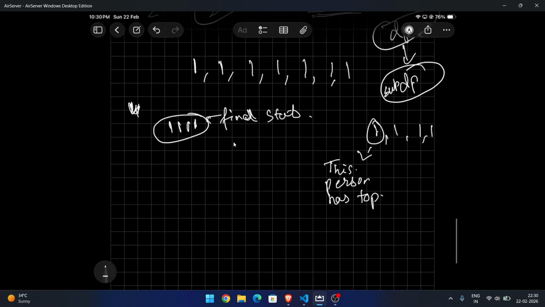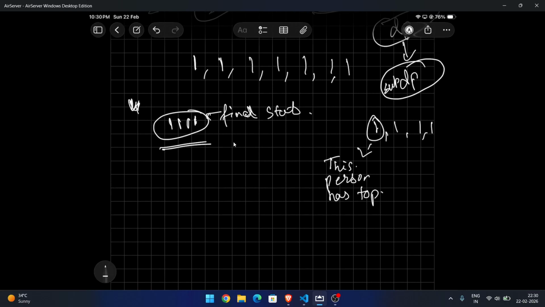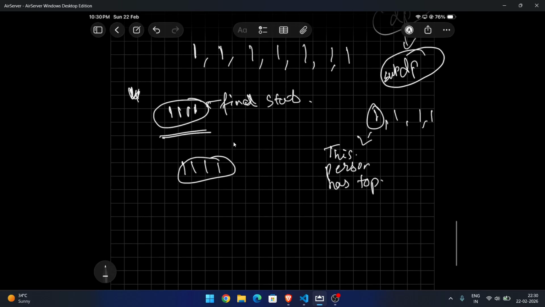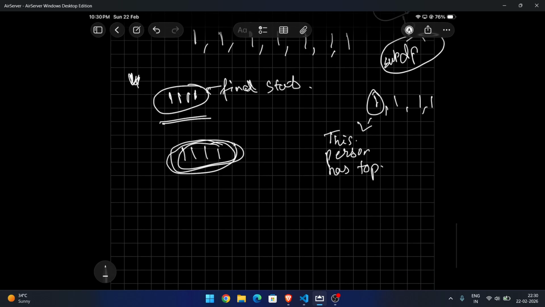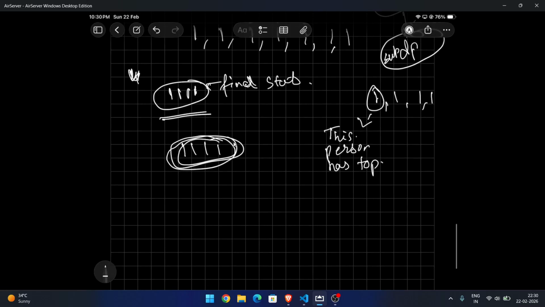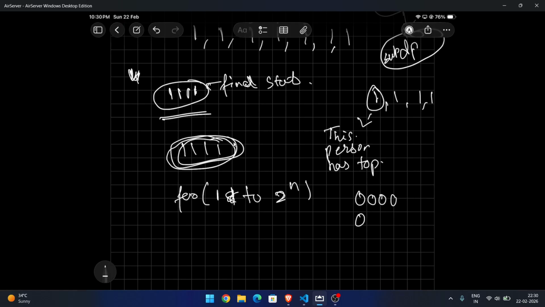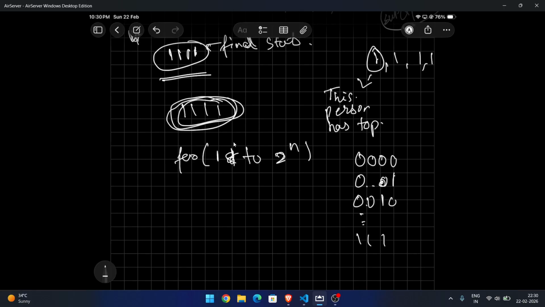To find this, let's iterate over every possibility. What I'm saying is, to get this state, which would be the previous states? Let's suppose we look at every possibility from 0 to 2 to the power n, that is from 0, 0, 0, 0 to 0, 0, 0, 1, then 0, 0, 1, 0, till 1, 1, 1, 1.